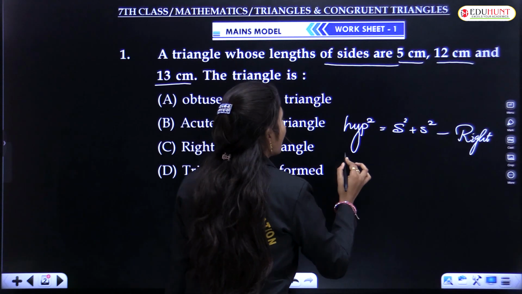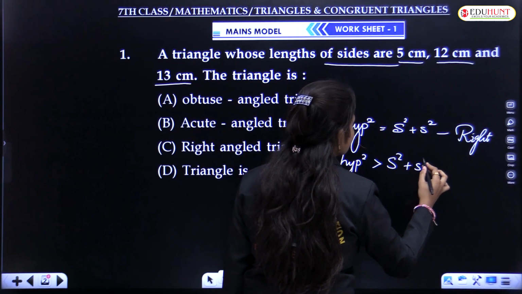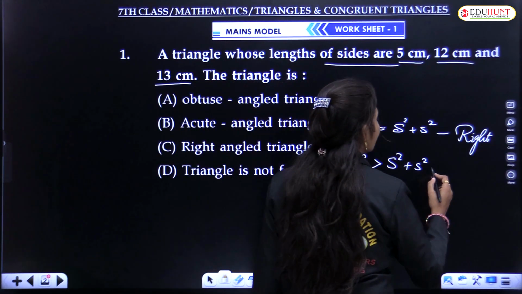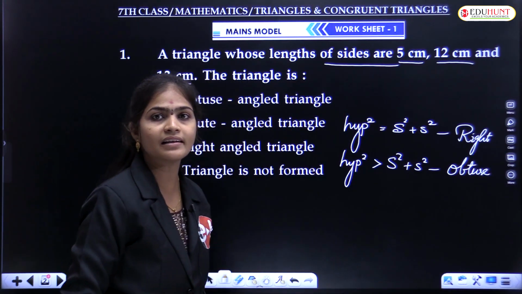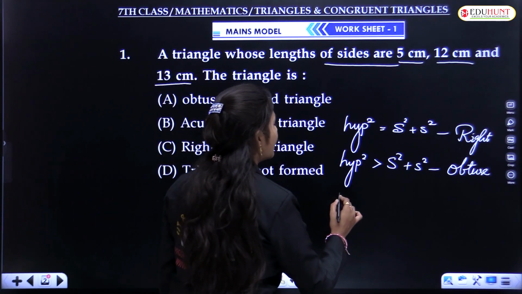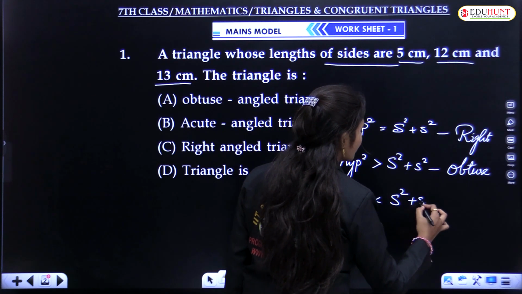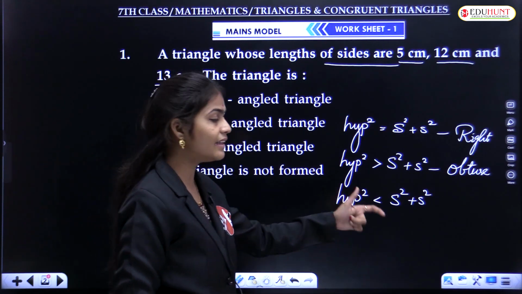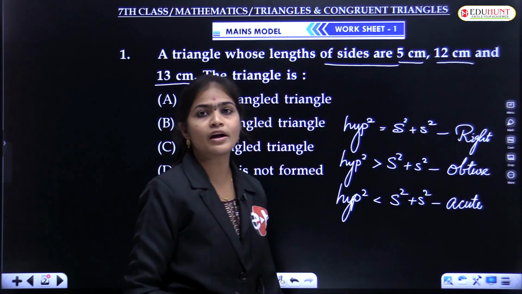Now, if hypotenuse square is greater than side square plus side square, that is, if the hypotenuse square value is more than the sum of the squares of its sides, then it is an obtuse triangle. If hypotenuse square is less than the sum of the squares of the sides of a triangle, then it is an acute angle triangle. These three points you have to keep in your brain.